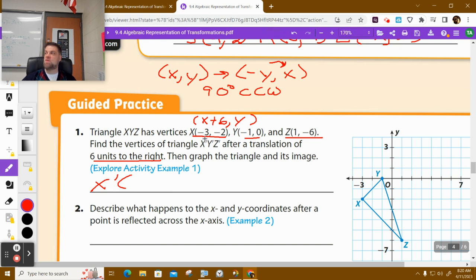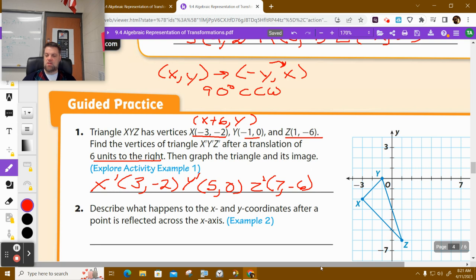Well, think of it like this. What's 6 minus 3? 3. It's 3. First try. Y prime, what's 6 plus negative 1? 5. Very good. And Y stays the same. And then Z prime, what's 6 plus 1? 7. 7. And then the Y stays the same.